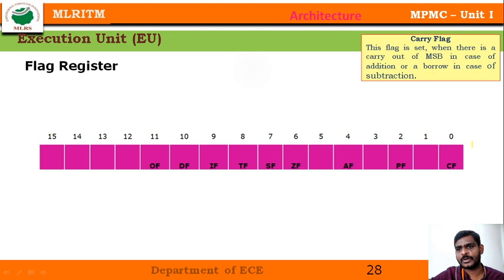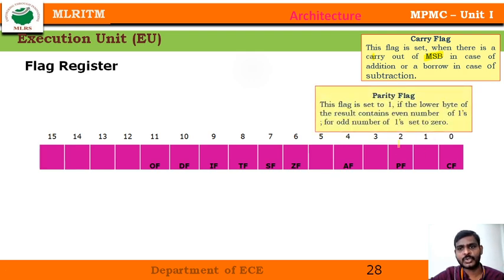So bit 0 indicates the carry flag. This flag is set when there is a carry out of the MSB in case of addition, or a borrow in case of subtraction. This particular bit goes high whenever any arithmetic operation, addition or subtraction, is done and any carry or borrow is generated at the MSB.